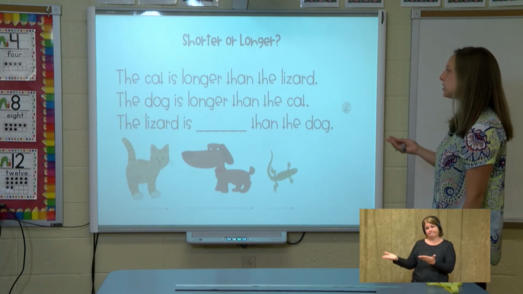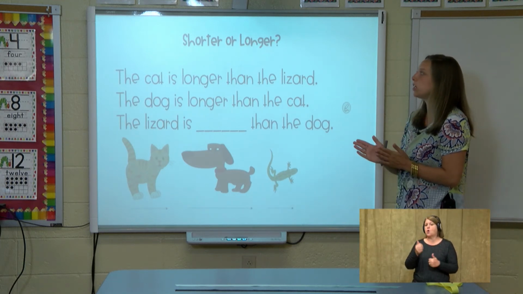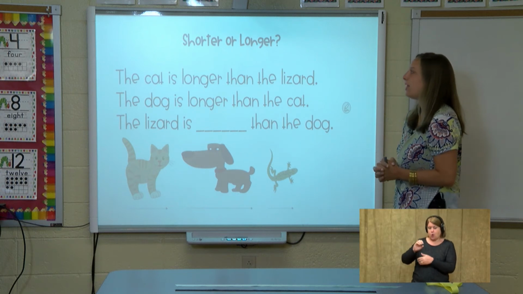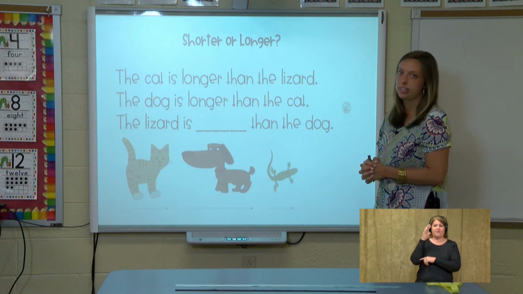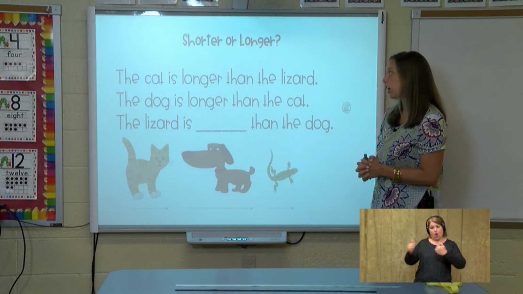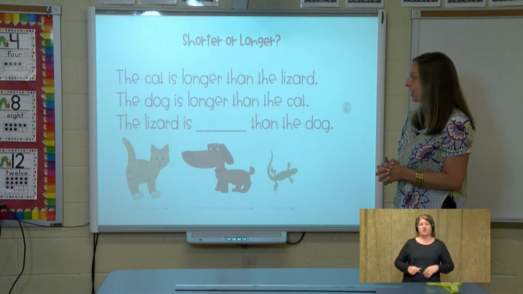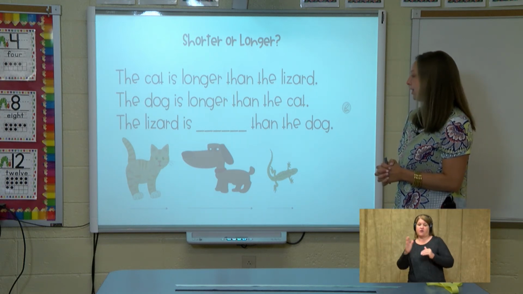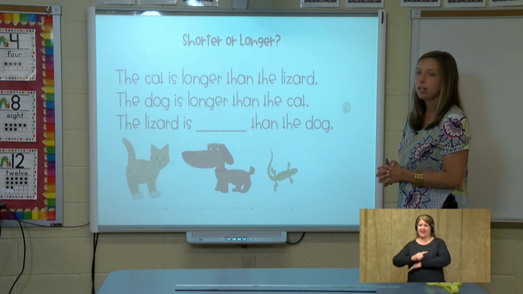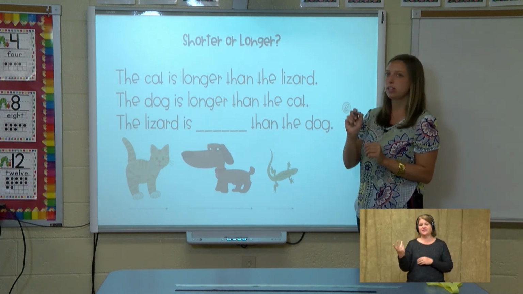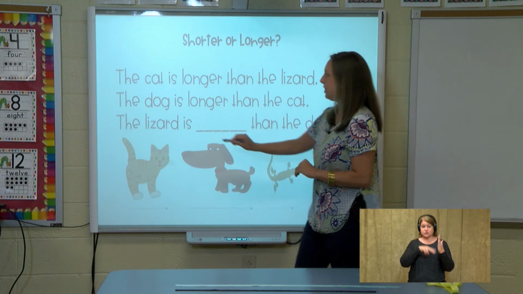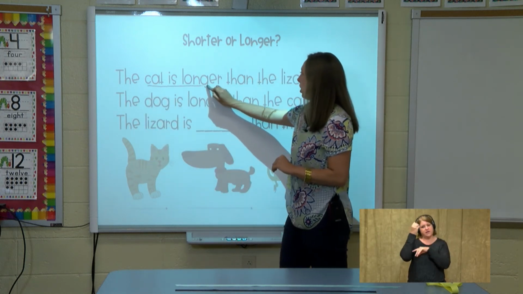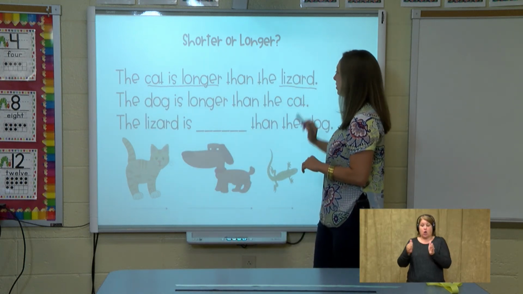All right, let's do this one. Which one is shorter or longer? The cat is longer than the lizard. The dog is longer than the cat. The lizard is blank than the dog. Let's read that one again and underline the important information. The cat is longer than the lizard, okay?